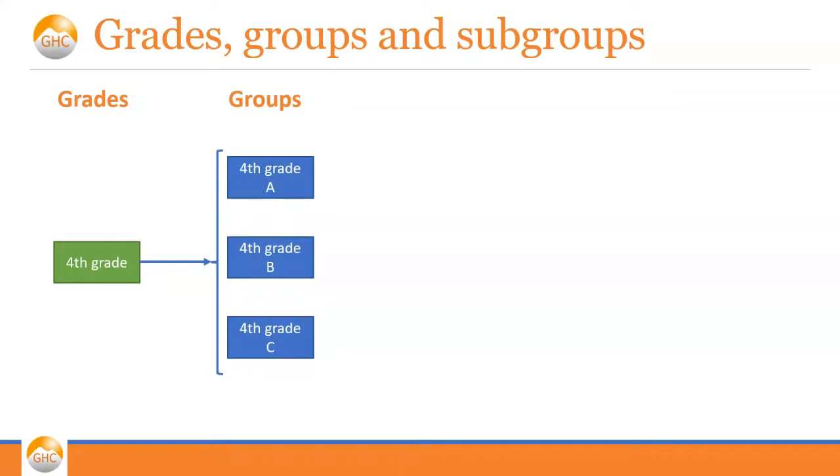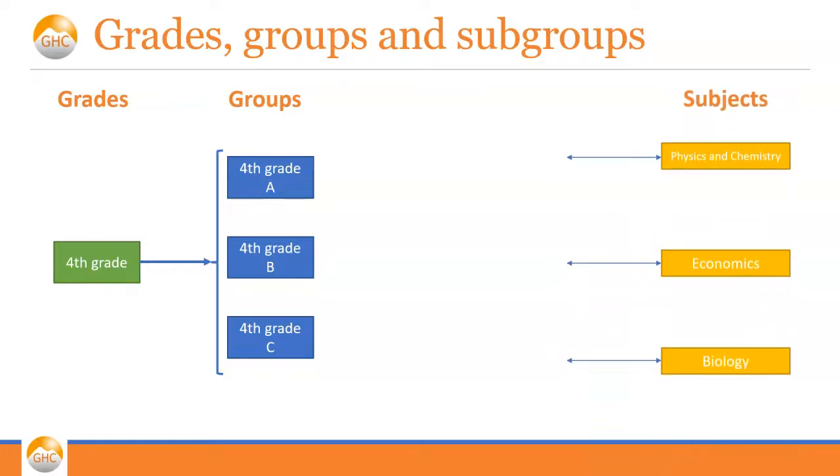Now it's time to create the class units. Let's use an example with the 4th grade, which is composed by 3 official groups, 4th grade A, 4th grade B, and 4th grade C. And there is a set of elective subjects that 4th grade students choose, consisting of physics and chemistry, economics, and biology. The students choose one of the 3 subjects.